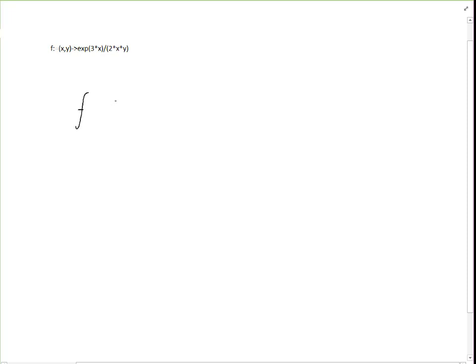So here's another exponential one. It's e to the 3x divided by 2xy. Okay, so let's get the partial derivative with respect to x first. This is going to be a quotient rule one, because we've got some things which are a function of x on top and some things which are a function of x on the bottom. So let's go through it in a reasonably truncated form.